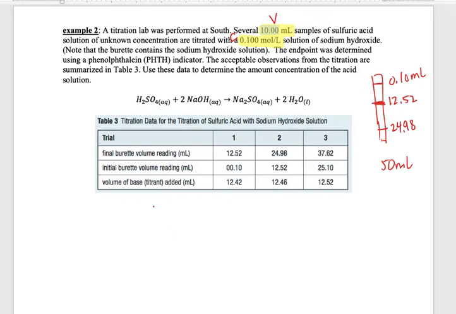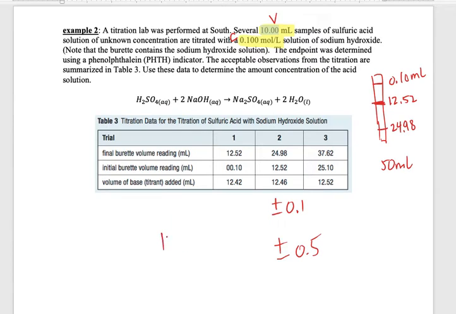So what I'm looking for here is that the difference in volume, the volume of the base that you use, has an error of plus or minus 0.1. Okay, so basically if it's off by 0.1, that's okay. But if you're looking at something like off by 0.5, that's too big of a difference.